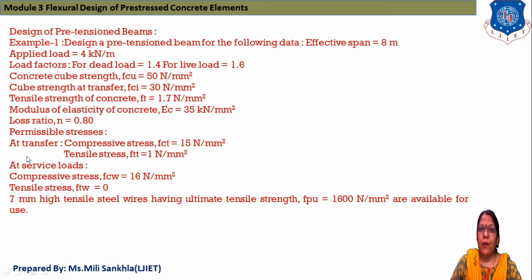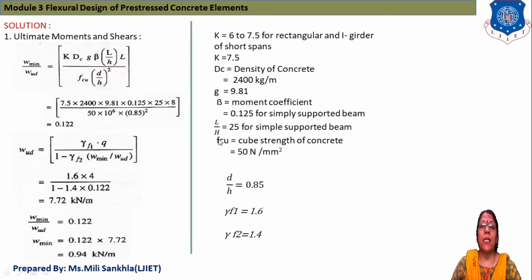Permissible stresses at transfer condition: compressive stress FCT is equal to 15 Newton per mm square and tensile stress FTT is equal to 1 Newton per mm square. At service load, compressive stress FCW is equal to 16 Newton per mm square and tensile stress FTW is equal to 0. And 7 mm high tensile steel wire having ultimate tensile strength FPU equal to 1600 Newton per mm square are available for use. Now here we start the design.